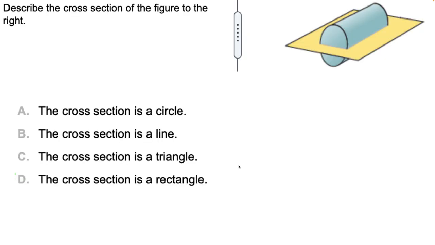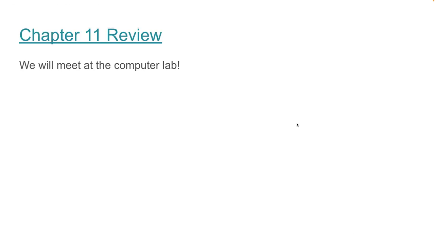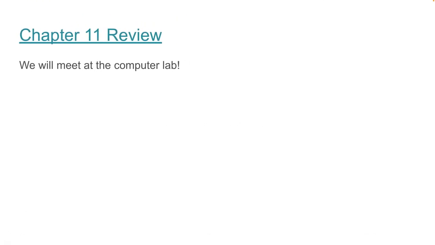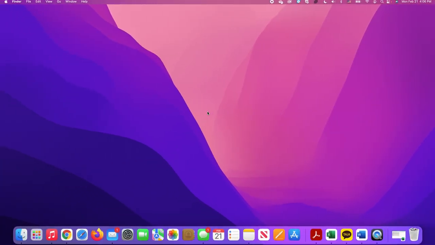Okay. Can you describe the cross section of the figure to the right? If we cut that up, what do you see on this surface? The cross section here will be a rectangle shape, right? Okay, so that's all for this chapter, chapter 11.